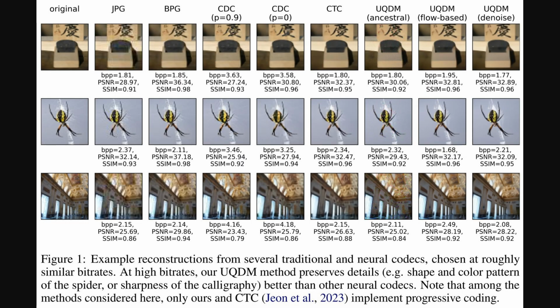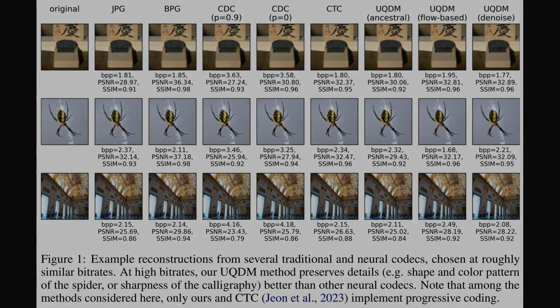Alright, so this first figure gives us a nice visual comparison. It shows example image reconstructions from the new UQDM method alongside traditional codecs like JPEG and BPG, plus other neural codecs like CTC, all at roughly similar bit rates. You can see, especially at higher bit rates, how UQDM tends to preserve details, like the spider shape or the calligraphy sharpness, better than some others. It also shows different UQDM decoding methods, which is interesting.